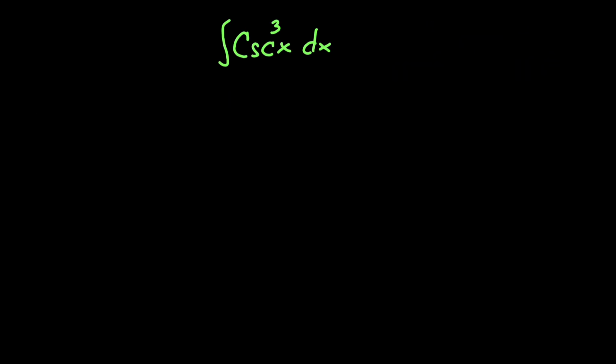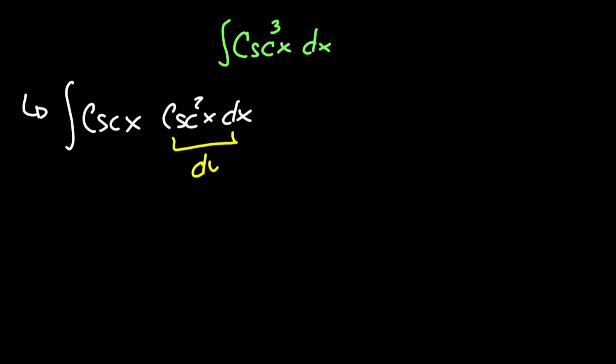The integral of cosecant to the power of 3. So once again, factor out one cosecant squared here. Keep in mind that the rules regarding secant and cosecant are the same. So this is also part of du. And so the next step here is to integrate this by parts.